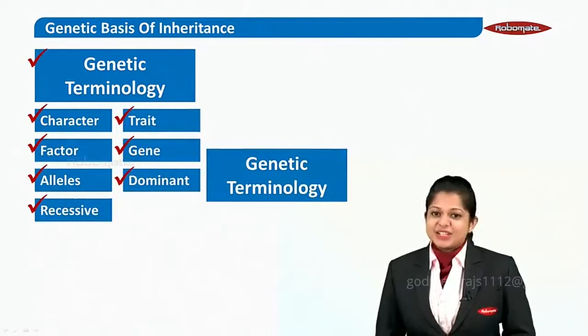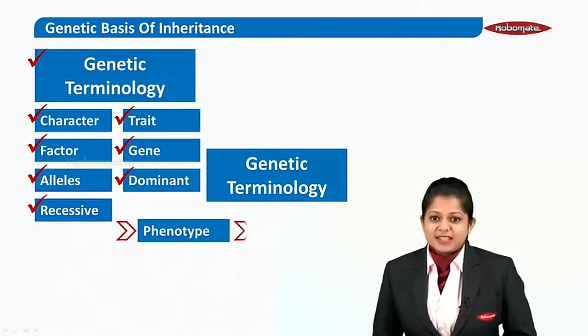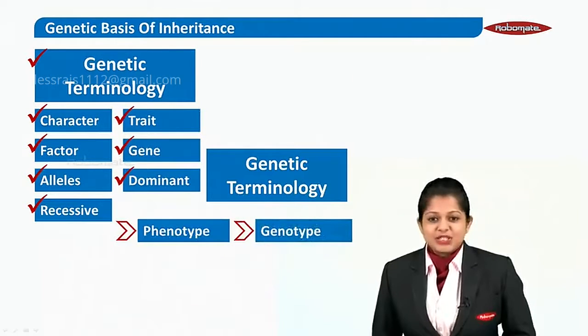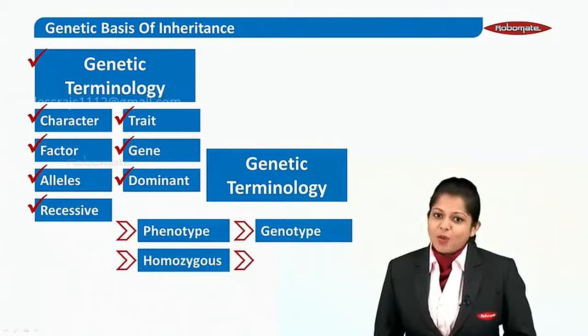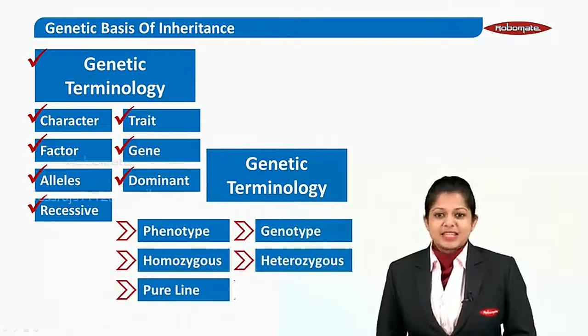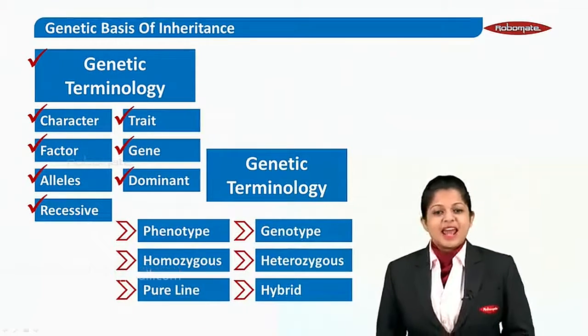Now let us continue with the rest, that is phenotype, genotype, homozygous, heterozygous, pure line and hybrid.